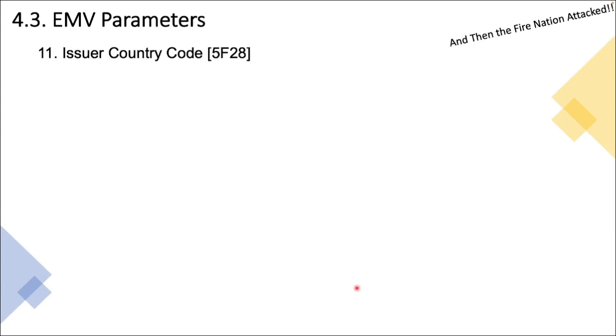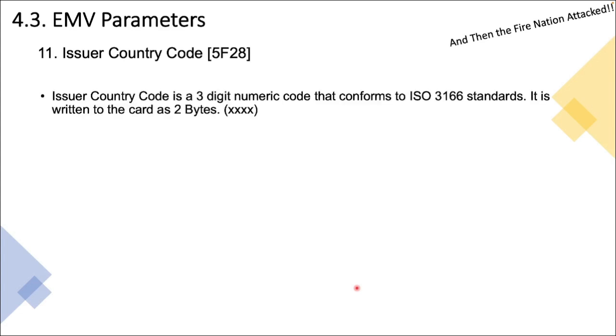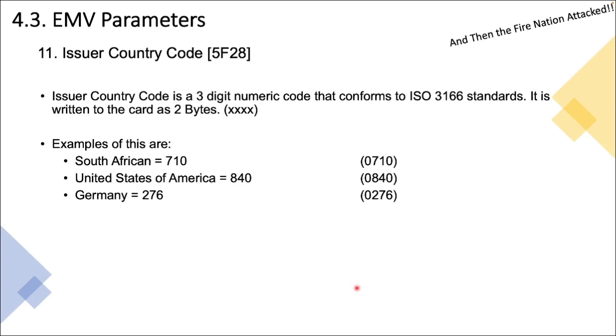Okay. Now we're talking about issuer country code. Tag 5F28. The issuer country code is a 3-digit numeric code that conforms to the ISO 3166 standard. It's written to the card as 2 bytes, so very similar to the issuer currency code that we spoke about earlier. Examples of this are South Africa 710, we write it to the card as 0710. United States of America is 840, we write it as 0840. Germany is 276, we write it as 0276.